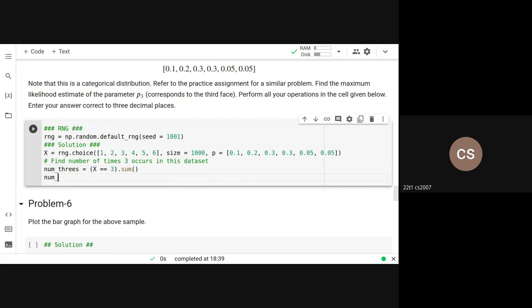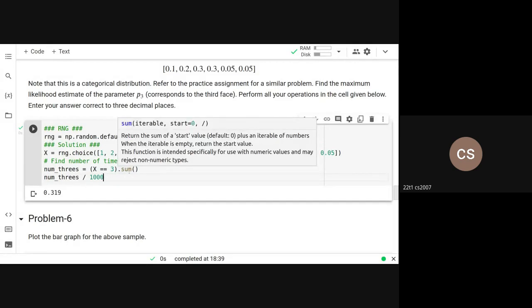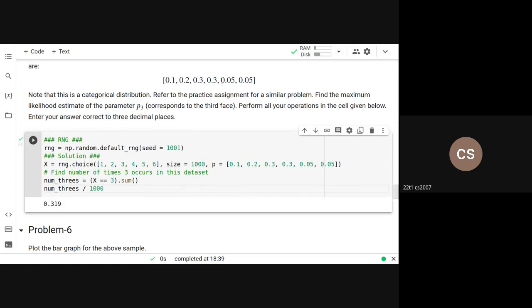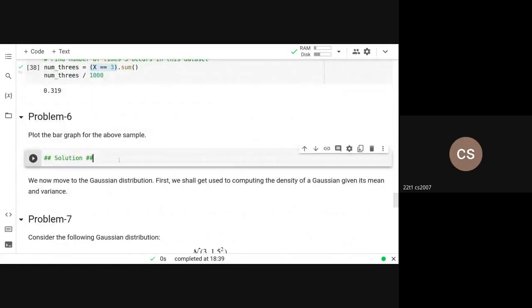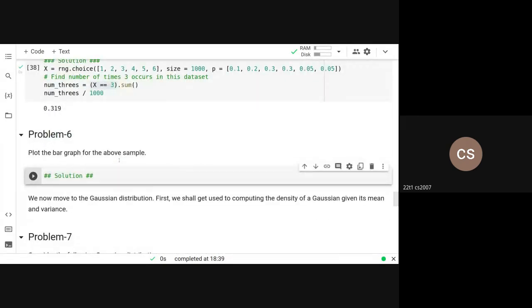And I know that I have 1000 data points, so this will be my estimate for this parameter P3. Okay, so it's kind of close to 0.3 as expected. Did everyone get this part, what we did here? Okay, right. So now we'll go ahead and see what this graph looks like.